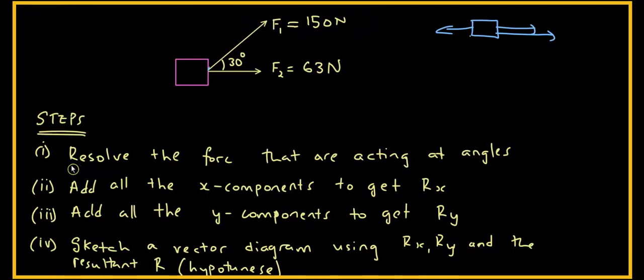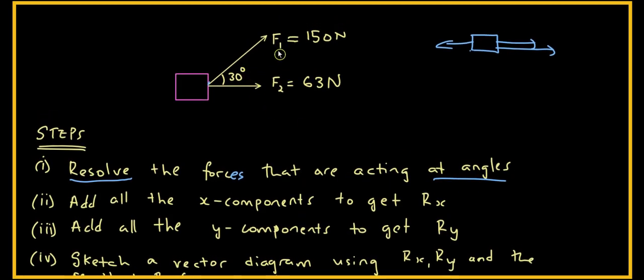Step number 1, we need to resolve all the forces. We want to resolve all the forces that are acting at angles. So force number 1 here is acting at an angle of 30 degrees to the horizontal. We need to resolve it into its components, so we need to break it up. So I draw my vertical component. This is going to be called F1y. It's a component of F1, so it's going to be called F1y.